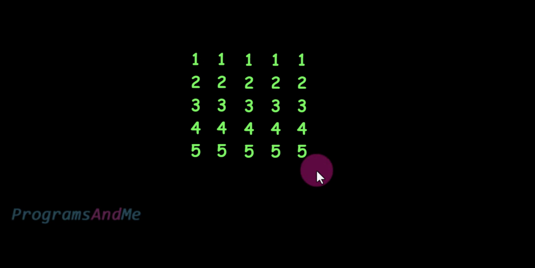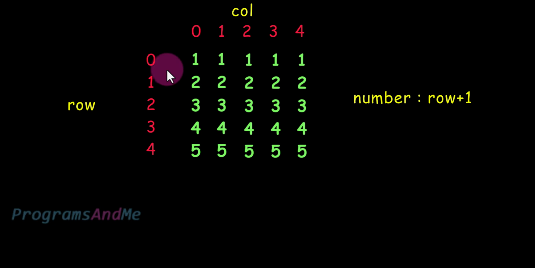If I take row number and column number starting from 0, then the number is row plus 1. The number we want to print in every column is the same: 1 2 3 4 5, 1 2 3 4 5, 1 2 3 4 5. But in the rows, in the first row, that is the 0th row, we want to print 1. In the next row we want to print 2. In the second row, when row number is 2, we want to print 3, like this. So the number we want to print is row plus 1. Alright, so this is about the pattern.